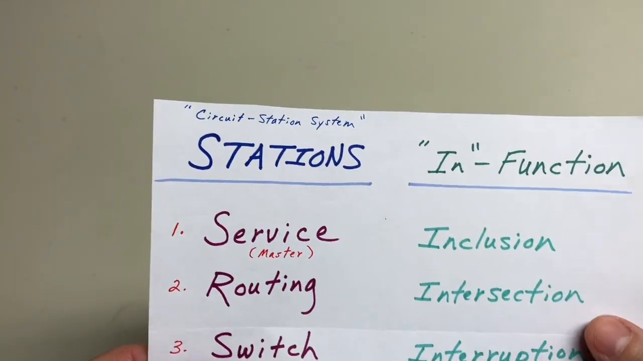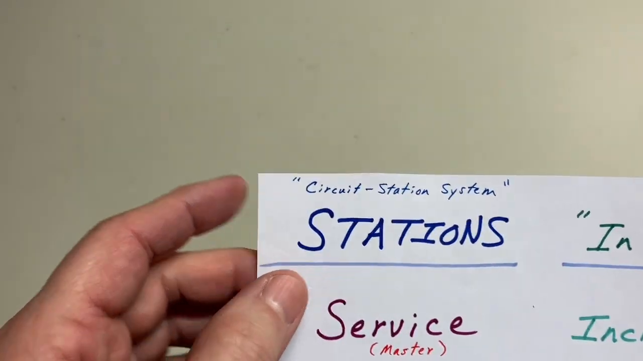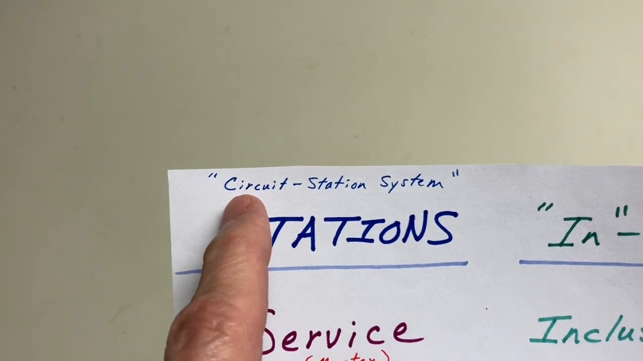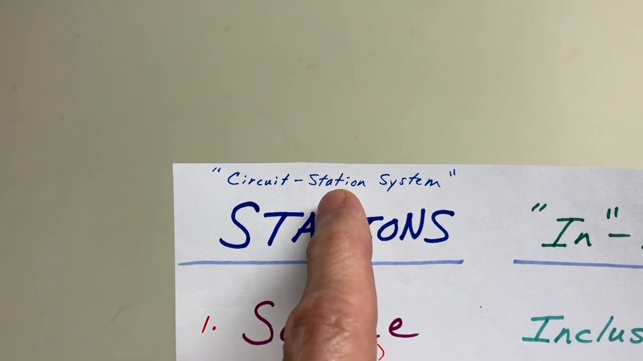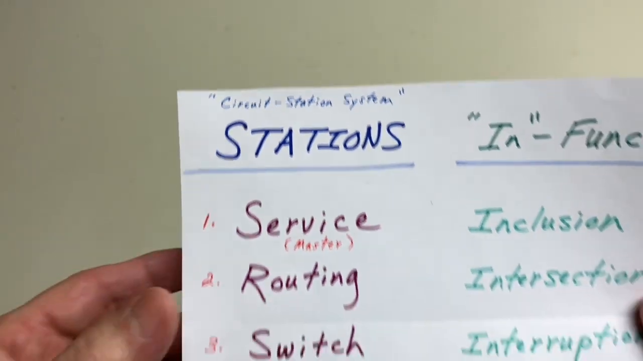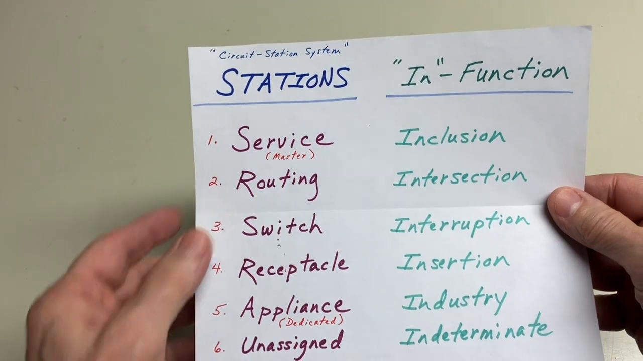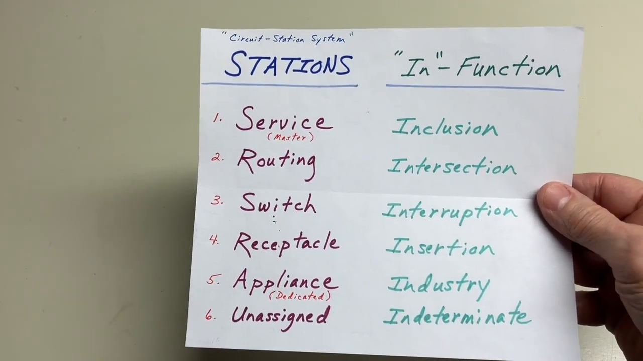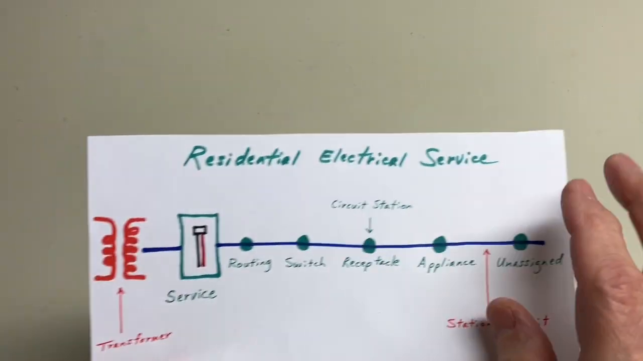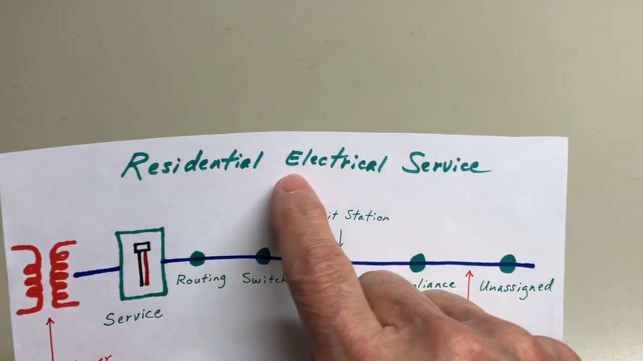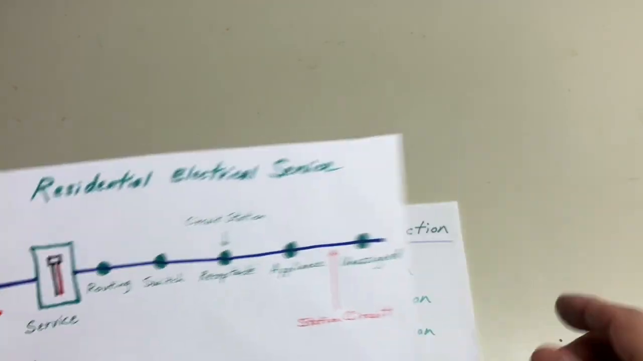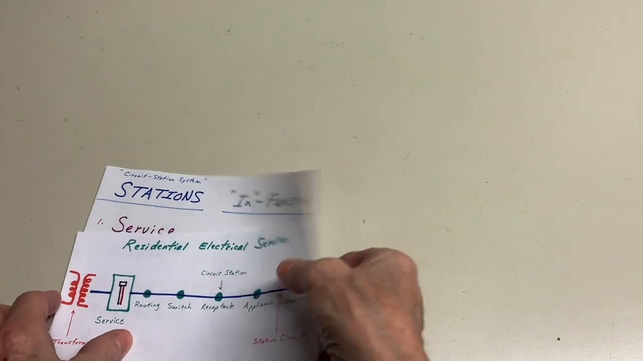In this short series of videos, I'm talking about what I call the circuit station system, or just station system. It's my view, my perspective on residential electrical service. In other words, it's an easy way for me to understand the electrical service in my home. I figured this out many years ago.